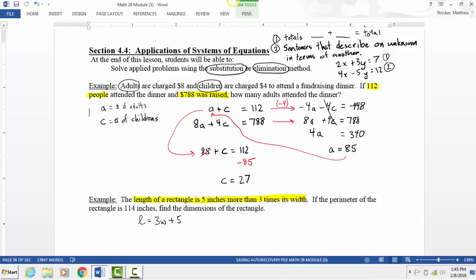And then, just like with any application, we should go ahead and write this in a complete sentence. So 27 children and 85 adults attended the fundraiser.